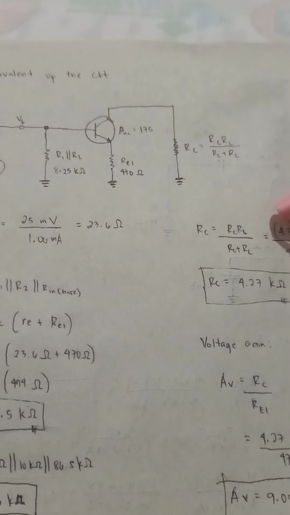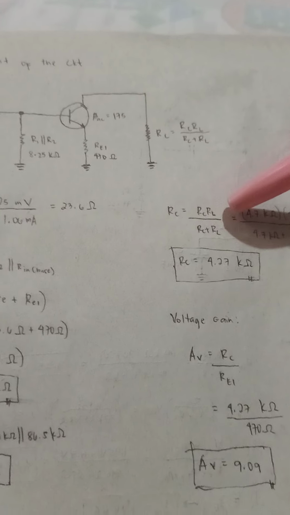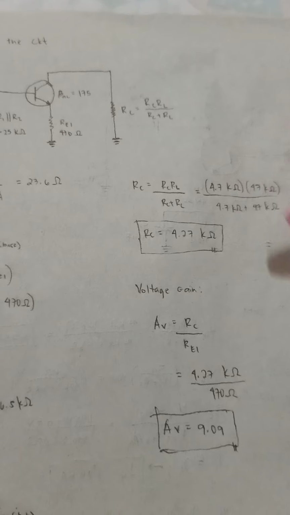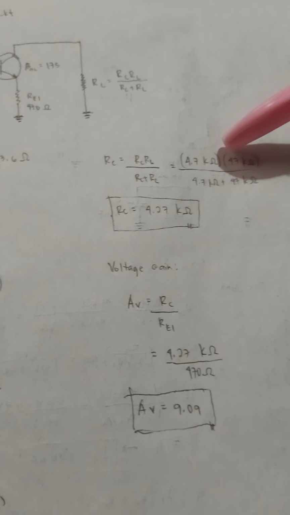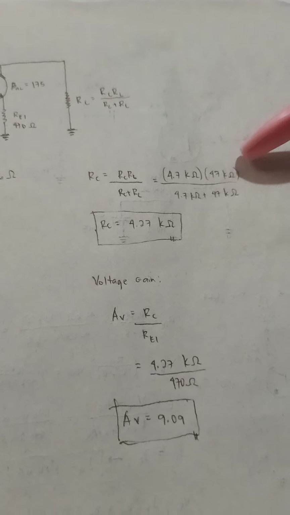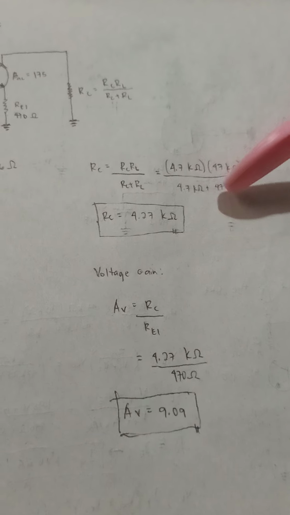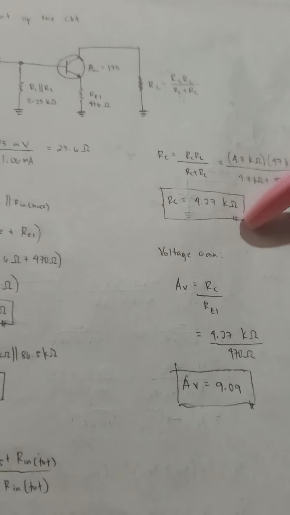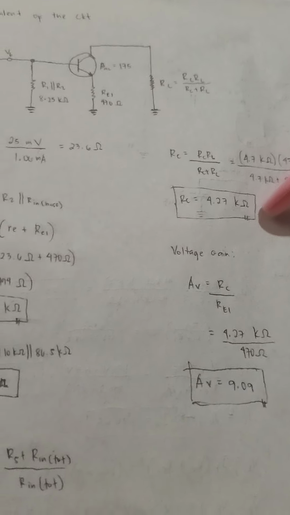And for the RC, it is equal to RC multiplied by RL over RC plus RL. So 4.7 kilo ohms multiplied by 47 kilo ohms over 4.7 kilo ohms plus 47 kilo ohms. So RC is equal to 4.27 kilo ohms.